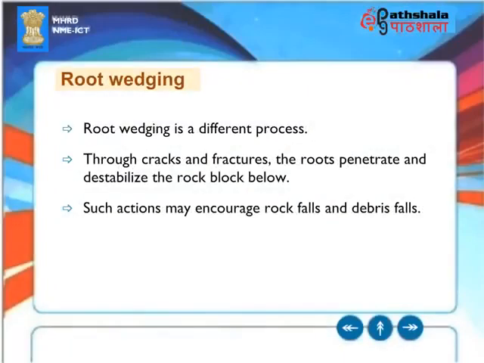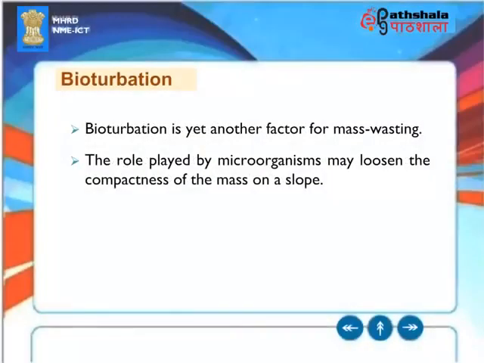Root wedging. Root wedging is a different process. Through cracks and fractures, the roots penetrate and destabilize the rock block below. Such actions may encourage rock falls and debris falls. Bioturbation. Bioturbation is yet another factor for mass wasting. The role played by microorganisms may loosen the compactness of the mass on a slope.